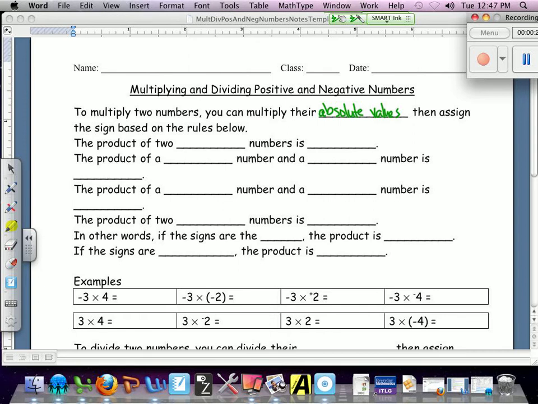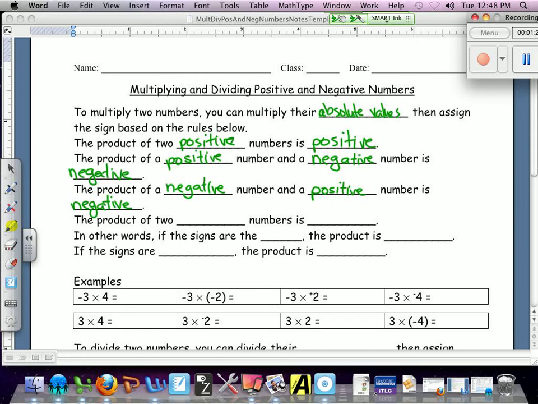But the rules go: the product of two positive numbers is positive. Just like it's been your whole life as a math student so far. The product of a positive number and a negative number is negative. Again, we had that little memory trick: if a good thing happens to a bad character, we think that's bad. Versus the flip-flop order, the product of a negative number and a positive number is negative. If a bad thing happens to one of the good characters, we think that's bad.